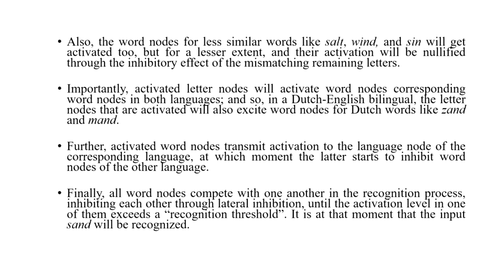Importantly, activated letter nodes will activate word nodes corresponding to words in both languages. So, in a Dutch English bilingual, the letter nodes that are activated will also excite word nodes for Dutch words like zand and man, and in English we have seen hand, sank, etc. are getting activated. So, these activated word nodes going further will transmit activation to the node of the corresponding language, at which moment the latter starts to inhibit word nodes of the other language. So, once the language node is activated, it starts sending an inhibitory connection to the words from the other language.